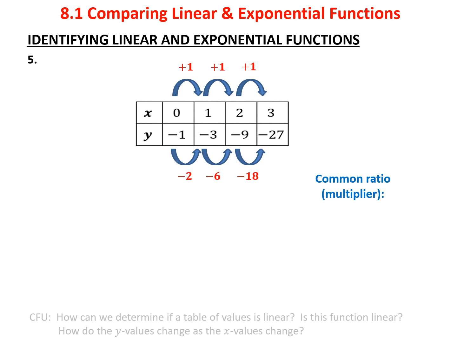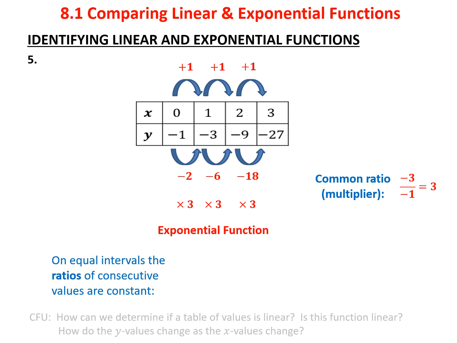So let's look at the ratio, the common ratio or the multiplier. If I take negative 3 over negative 1, that is 3. If I take the next one, negative 18 divided by negative 6 is 3 again. In other words, this number is growing by being multiplied by 3. That means it's an exponential function. On equal intervals, the ratios of consecutive values are constant.